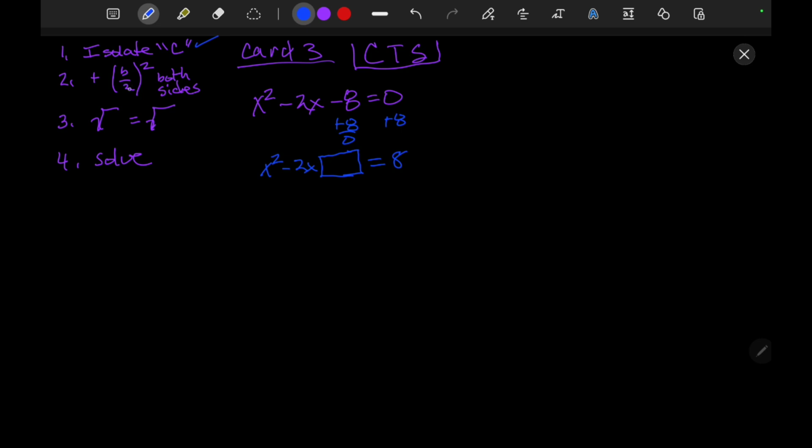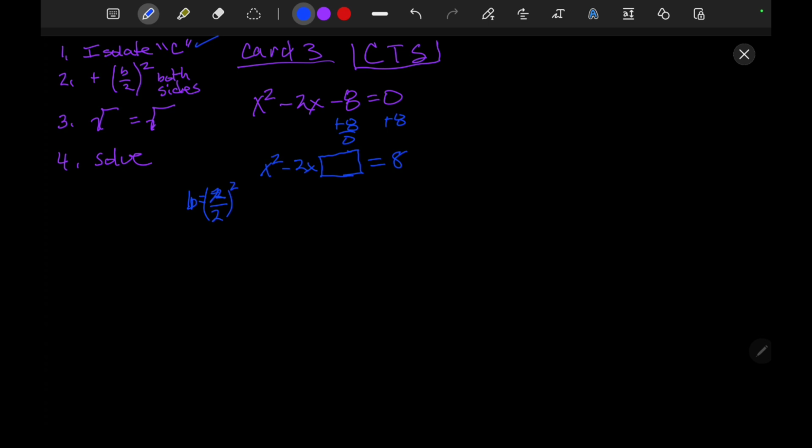Then it says, so we just did level 1. Level 2 says b divided by 2 squared. So b is actually equal to what? 2. So since b is negative 2, well, we're just going to go with 2. I believe we just use the absolute value of b. b is 2. We're going to divide that by 2, and then we're going to square that, right? And then we add that to both sides.